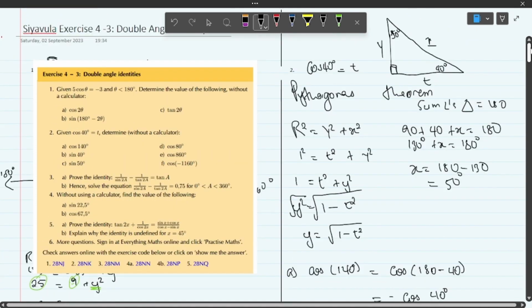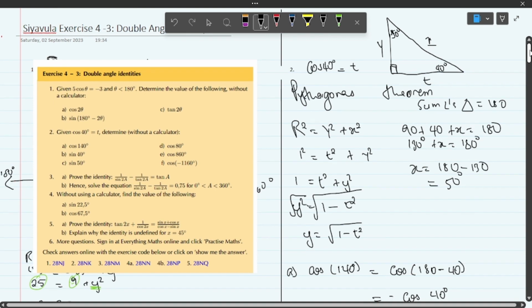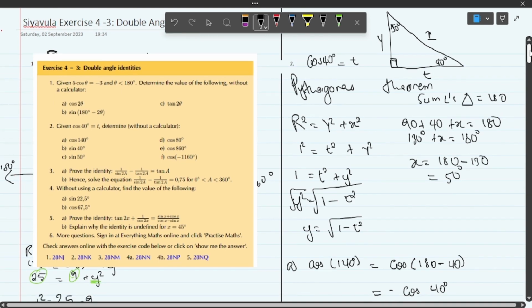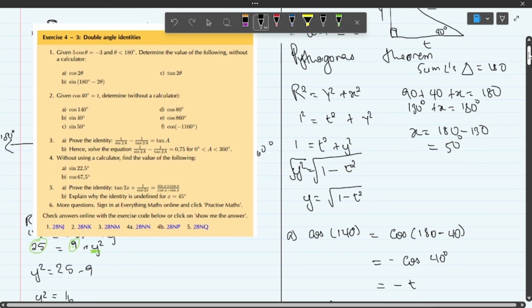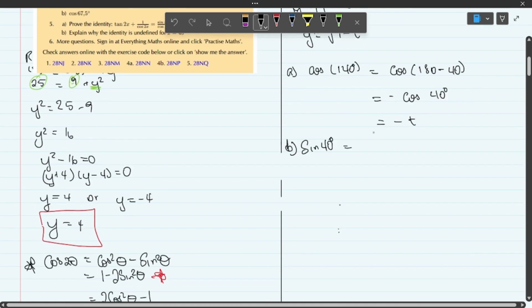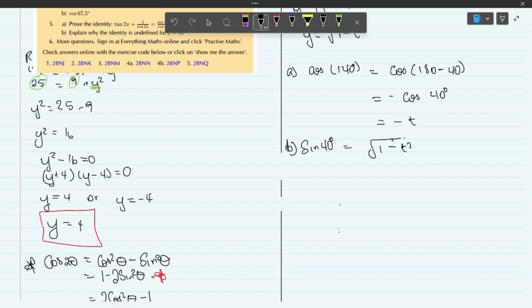Sine of 40, what I've just done is not relevant to the question. So sine of 40 is going to be the square root of 1 minus t squared.